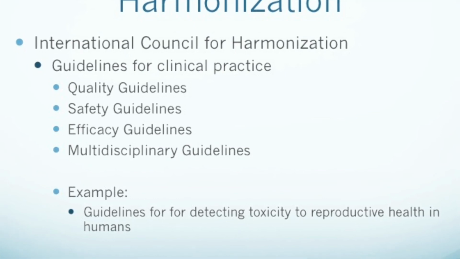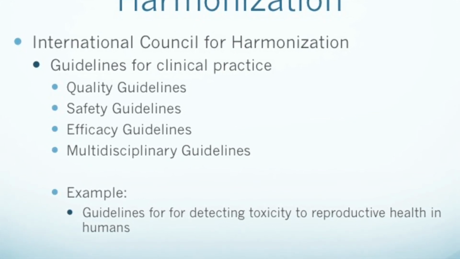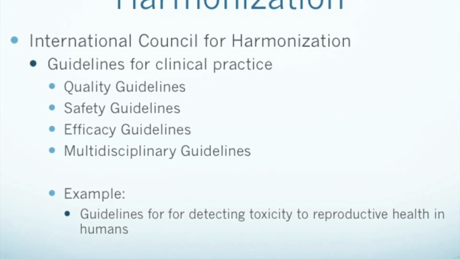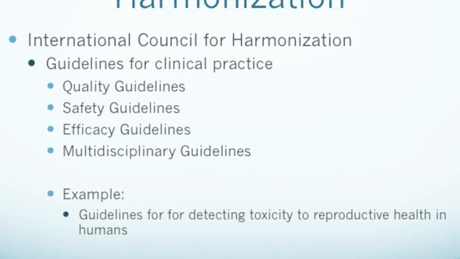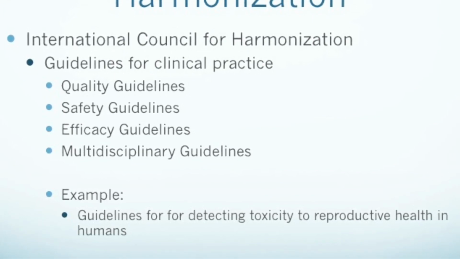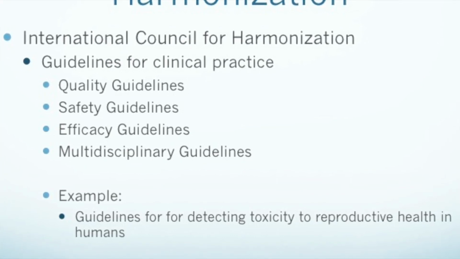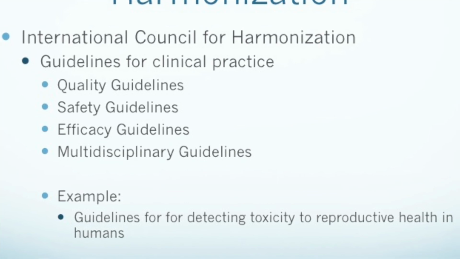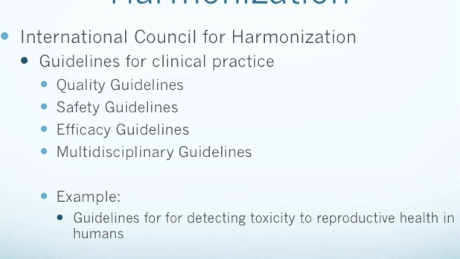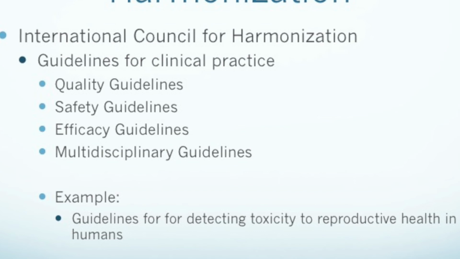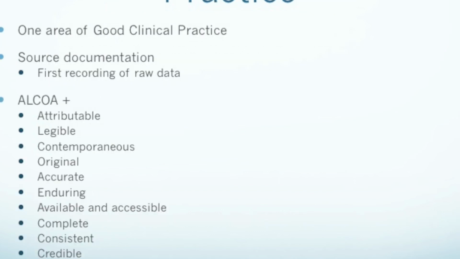And as nurses, it is important to become familiar with the various guidelines, especially those that pertain to your area of clinical practice, in order to ensure you are practicing at the highest level. So some of the guidelines for clinical practice include quality guidelines, safety guidelines, efficacy guidelines, and multidisciplinary guidelines. So one example is a guideline for detecting toxicity to reproductive health in humans. These different guidelines are very important to be familiar with.